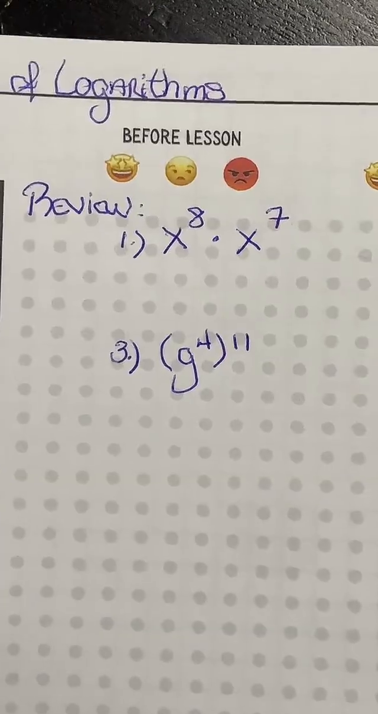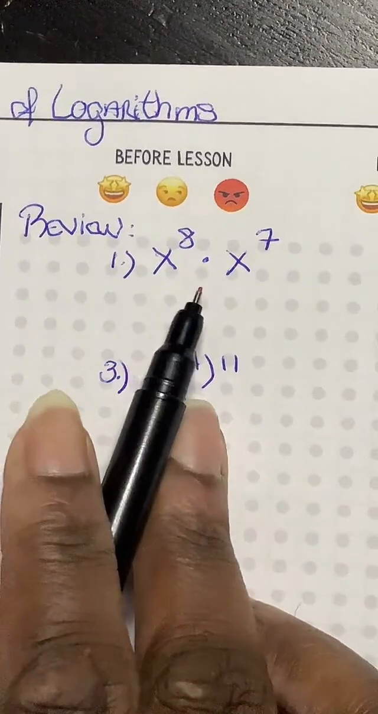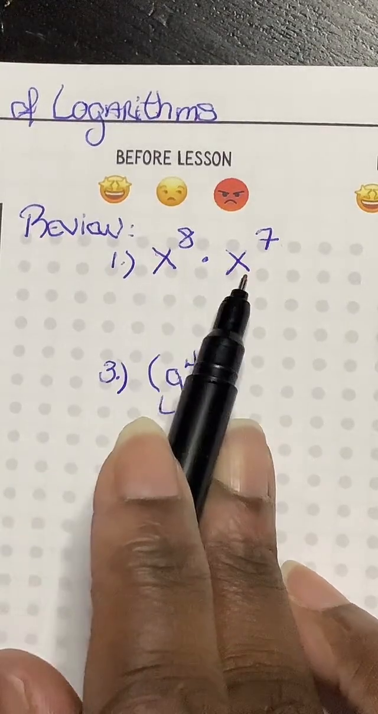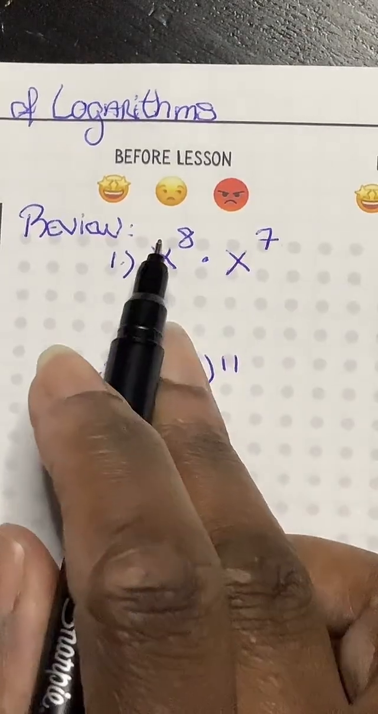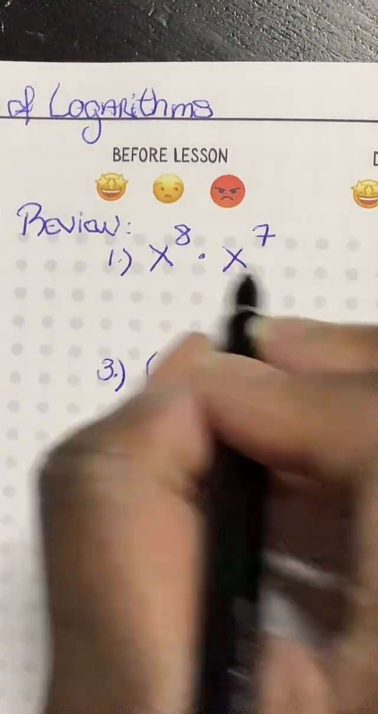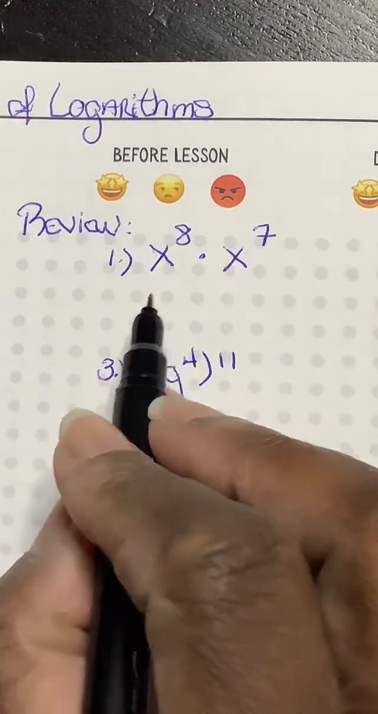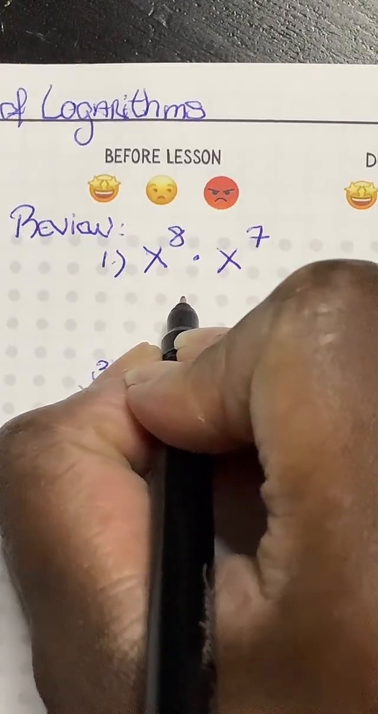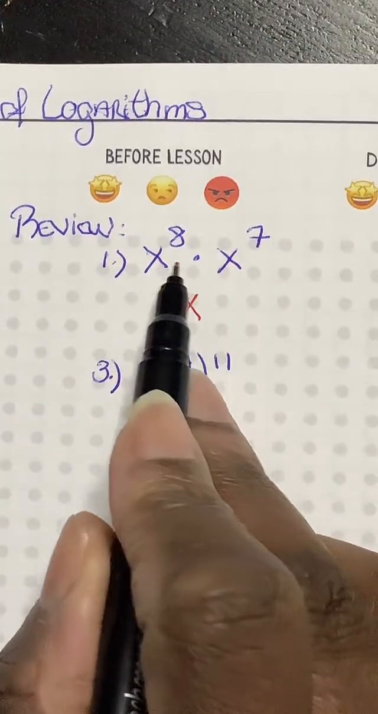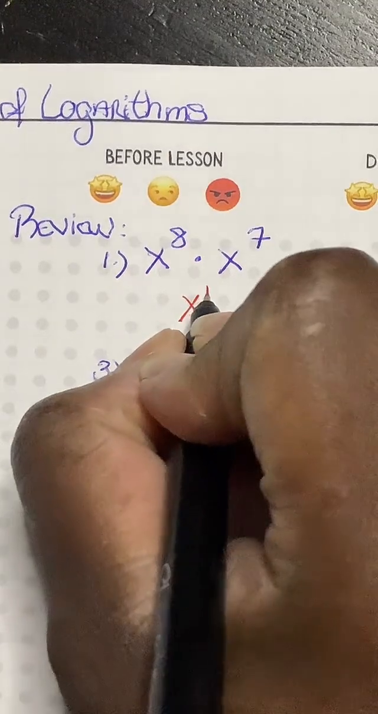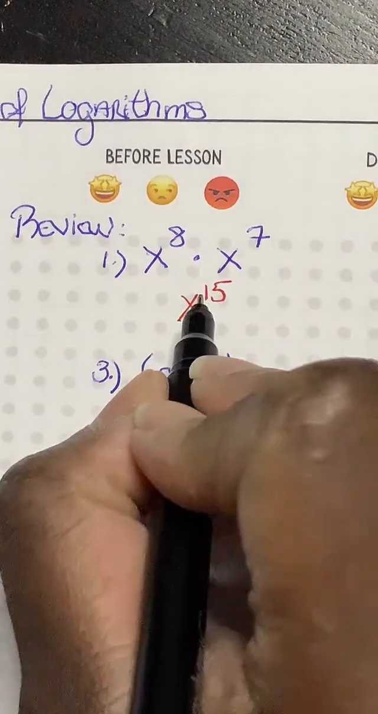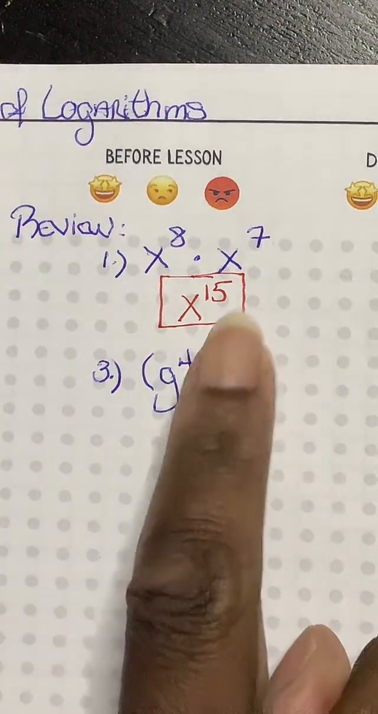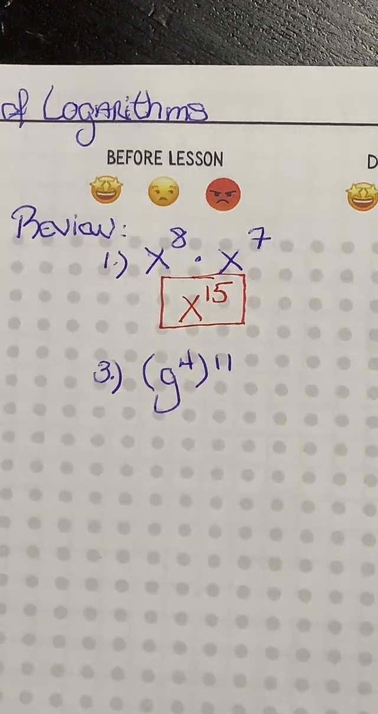So let's do a quick little review before we get into it. When we have x to the 8th times x to the 7th, when we are multiplying, we are adding the exponents. When they have the same base and you are multiplying, you still keep that x as your base, but you add your exponents, which will be to the 15th. So my answer for the first one is x to the 15th. There is a method to this madness.